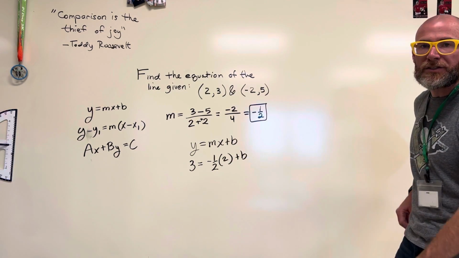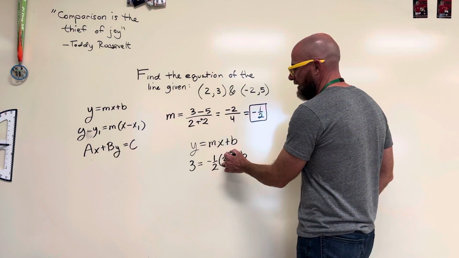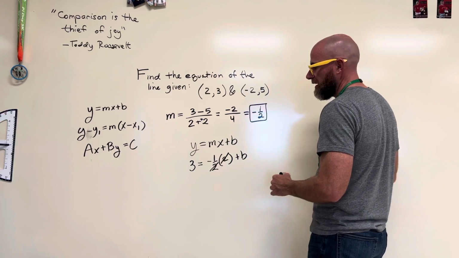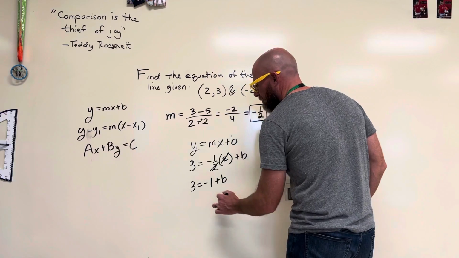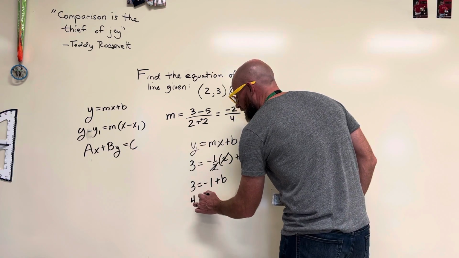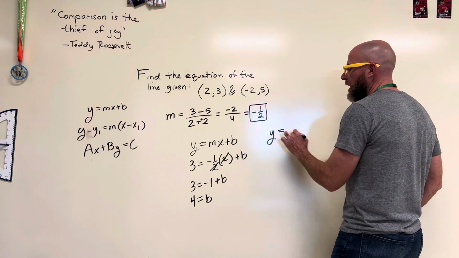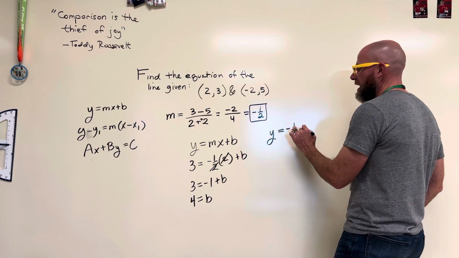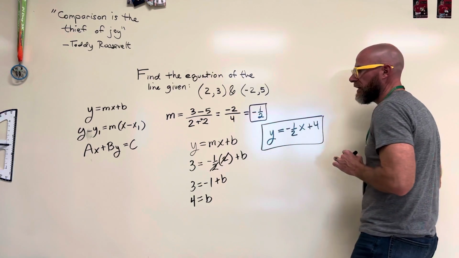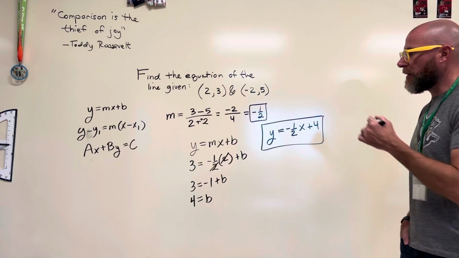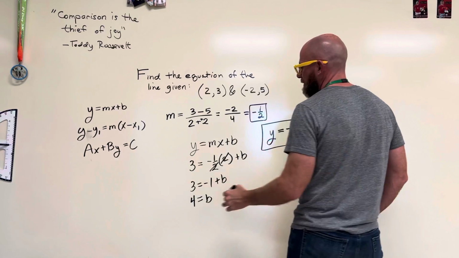B is the y-intercept. That is where this line will cross the x-axis, or the y-axis, sorry. And I can cancel that easily. So I'm left with 3 equals -1 plus b. Add over the 1, and I get 4 equal to b. So my equation of the line is y equals -1/2 x plus 4. That is slope-intercept form.